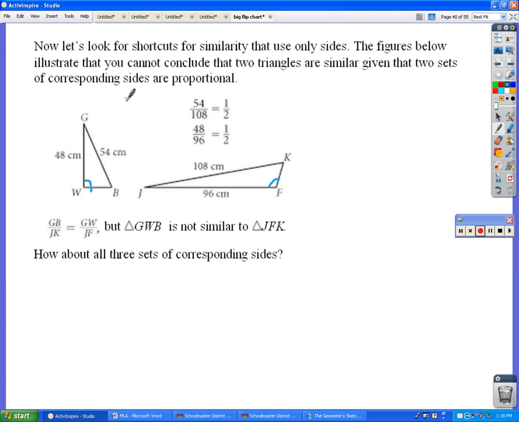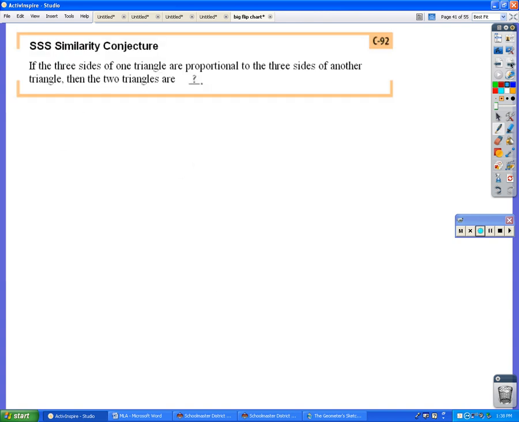So what that means is that side does not work. Okay? Because those two triangles are not similar to each other. Okay? What about if you have all three sides proportional? What do you think then? Yes. Okay, yes, and so that will work. And so that is our next one. Not surprisingly, it is called the SSS similarity conjecture.